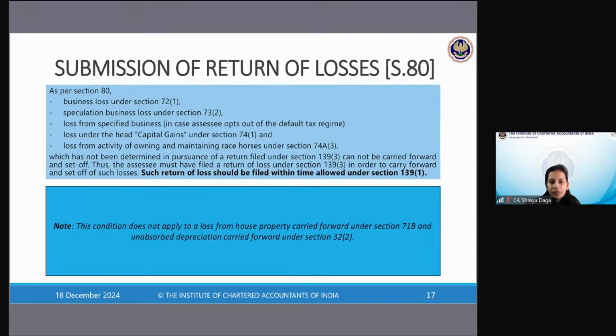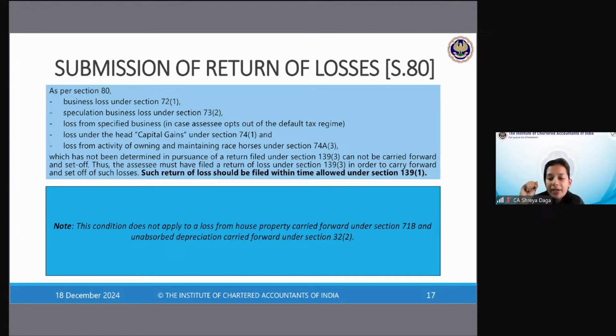All right. Next is submission of return of loss. Somebody was saying, ma'am, what if I timely file the return? What if I don't? So yes, there are some provisions on which cases you can carry forward the loss and which cases you cannot. It depends on whether you have timely filed the return or not.